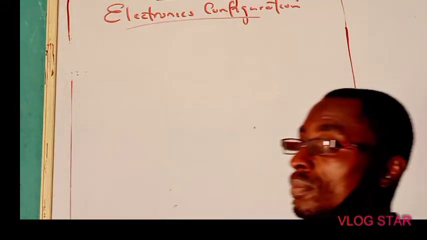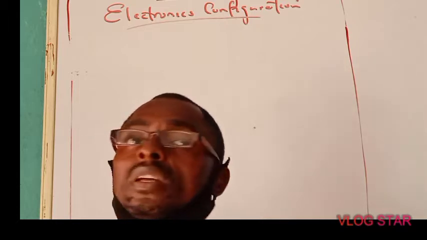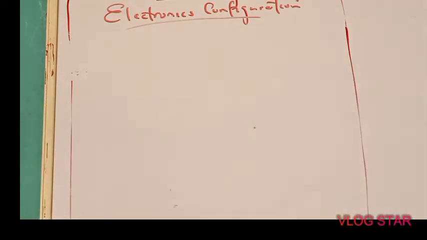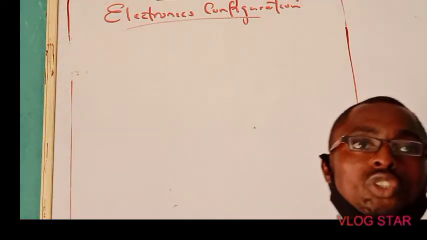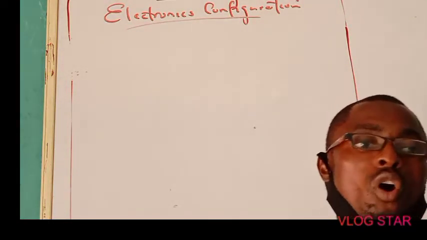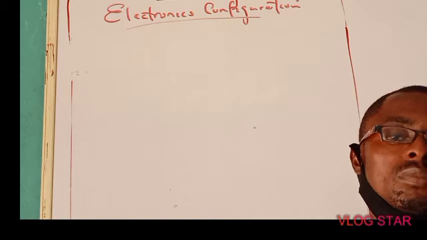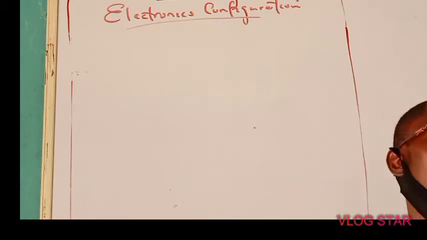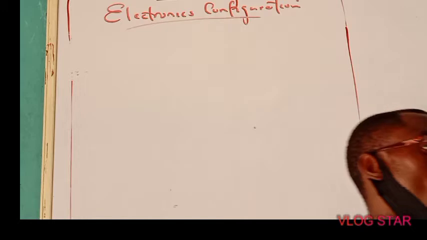Electronic configuration is simply a process of distributing the electrons of an atom within the shells or orbits of that atom.